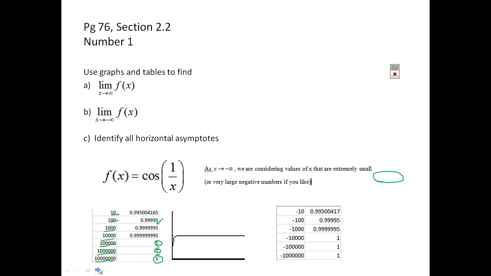As x goes to negative infinity, we're considering values of x that are extremely small, or if you prefer, very large negative numbers. So again, plugging in some values, we have negative 10, negative 100, negative 1,000, negative 10,000, etc. So as the numbers get smaller and smaller, the value of the limit approaches 1 again.